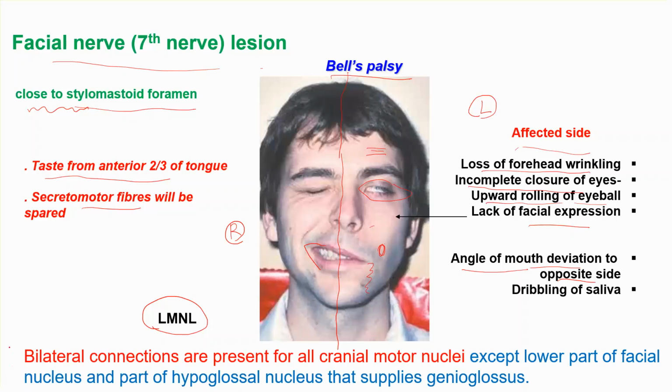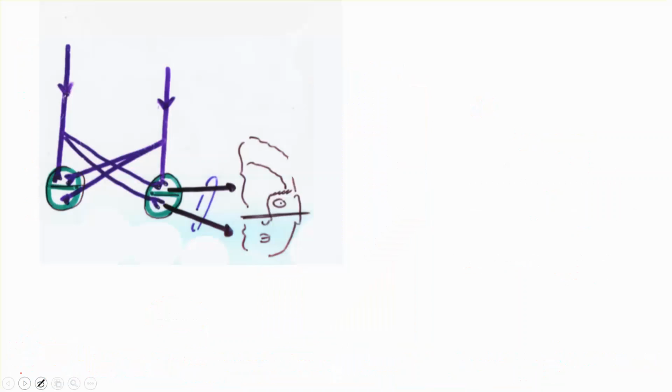This is very important to remember, that the bilateral connections are present for all the cranial motor nuclei except the lower part of the facial nucleus and the part of the hypoglossal nucleus that supplies the genioglossus. Except these two parts, all other cranial motor nuclei have bilateral connections. We'll see the next slide to understand more about this.